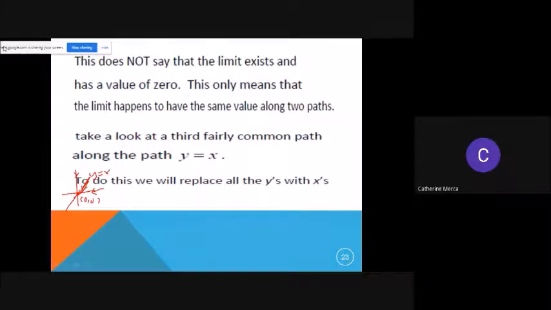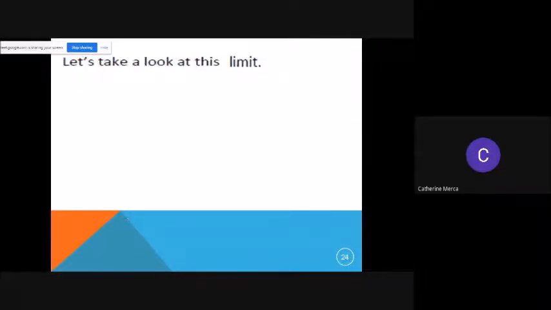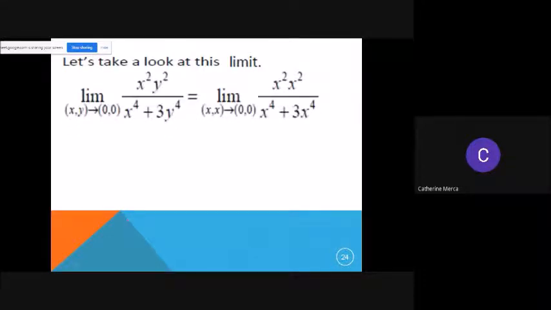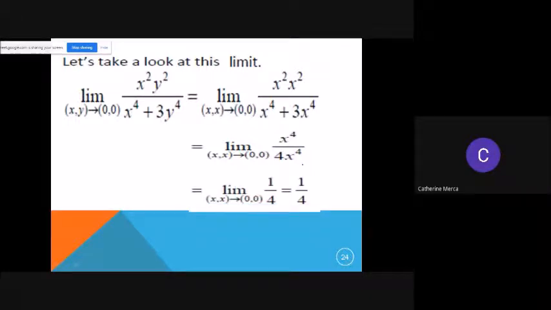So, you're going to replace all the y's with x, since y equals x. Y equals x, and then let x approach 0. Then you take a look at the limit. So, x, y approaches 0, 0, and you replace y with x. What happens here? You will now have x to the fourth, since this is x squared. That's x to the fourth, 3x to the fourth, 4x to the fourth. And that will give you 1/4.